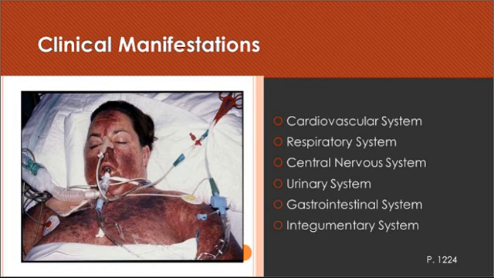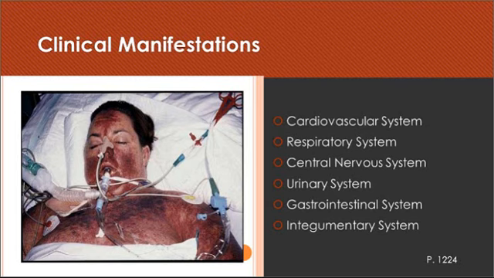CNS, or central nervous system: confusion, coma, seizures, focal deficits. There is impaired perfusion in all body systems, so there's impaired perfusion to the cerebral area. You're going to do neuro checks, a minimum of every 2 hours. When they're very acute, you might be doing every 15 to 30 minute checks on them.